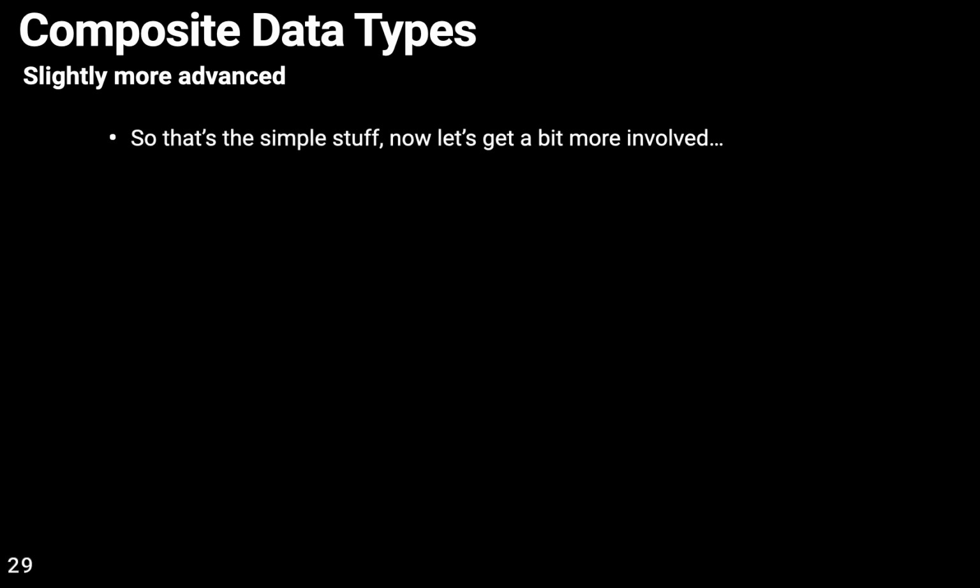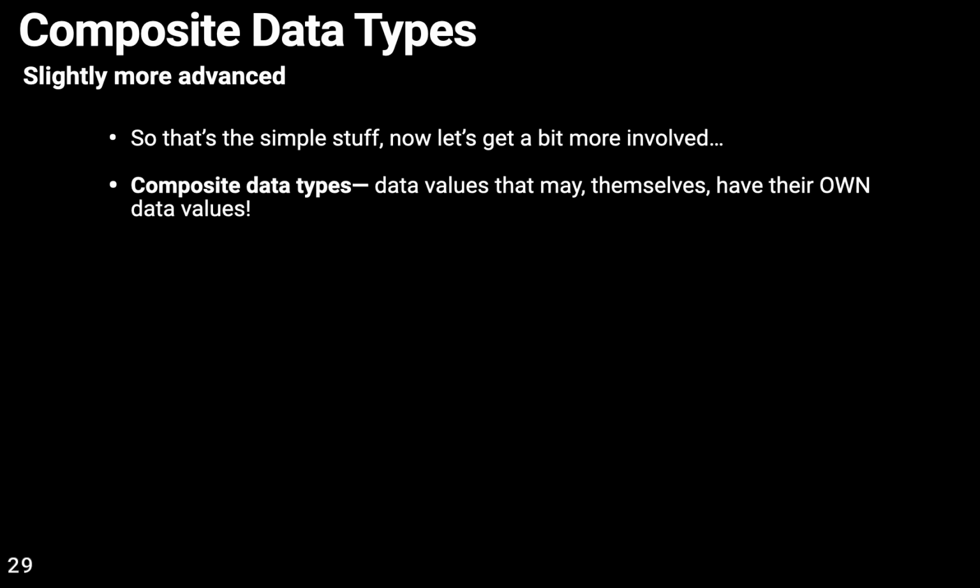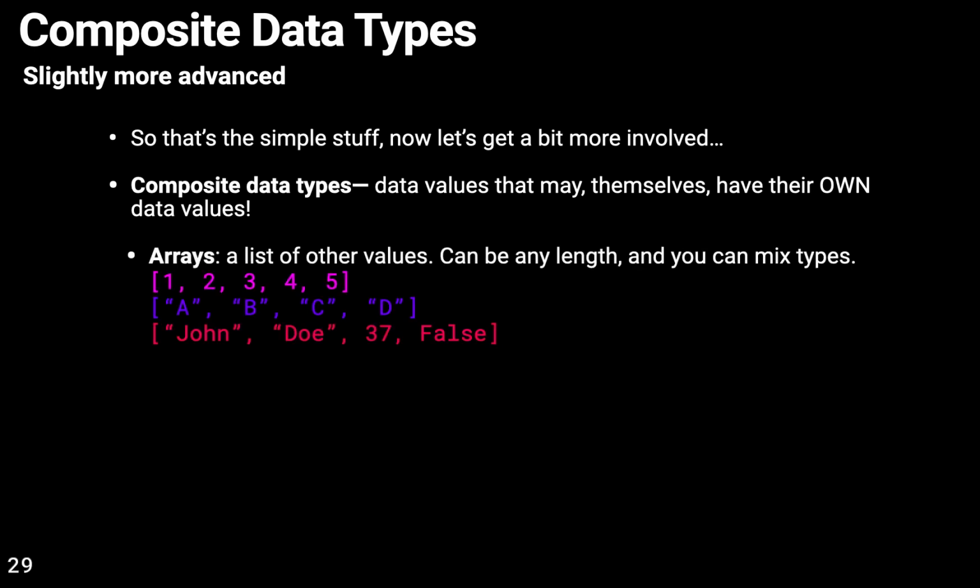Okay, composite data types. These are a bit more advanced. So these are more maybe complex is a better way to put it. That's the simple stuff. So let's get more involved. Composite data types are data values that may themselves have their own data values. The first one is arrays.